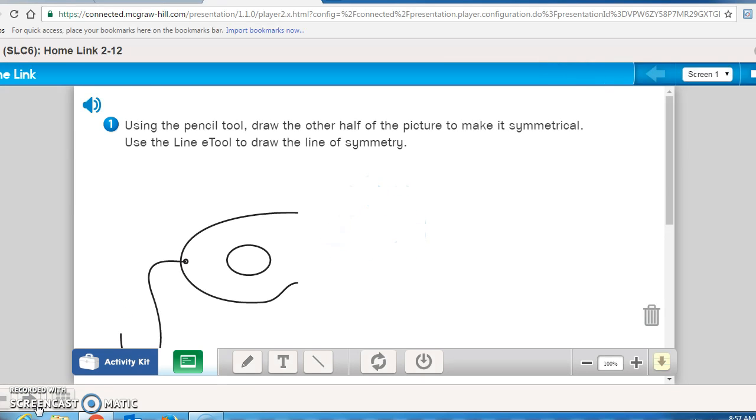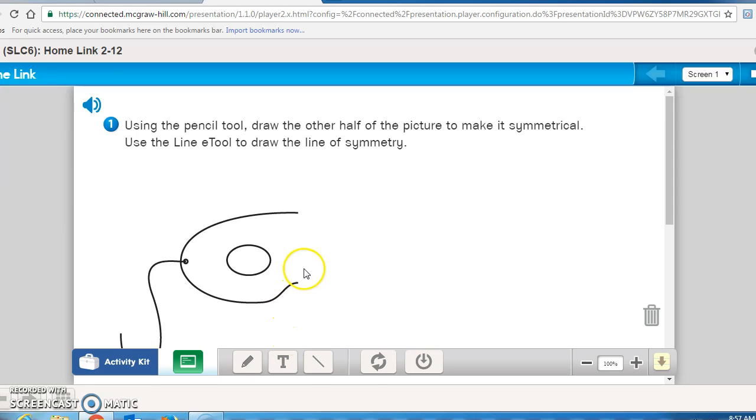And your final thing for this lesson, 2-12, is to draw lines of symmetry. So this is what the paper is going to look like. It's page 88, and it says, using the pencil tool, draw the other half of the picture to make it symmetrical. Use anything you need to draw the line of symmetry. So you're going to need a straight edge of some sort to draw it completely straight.